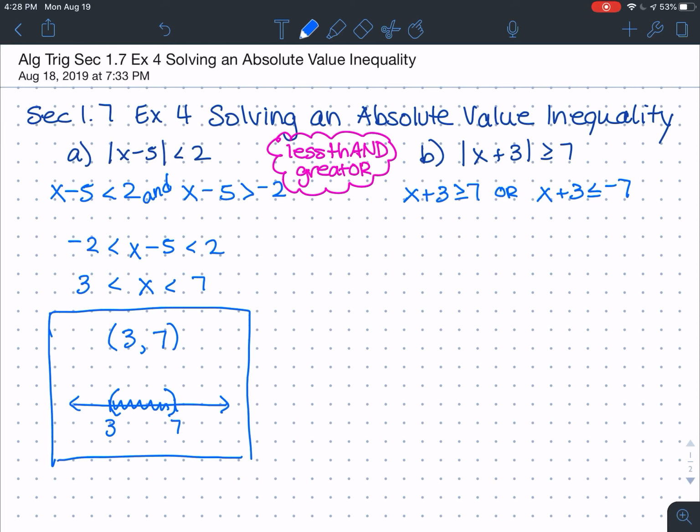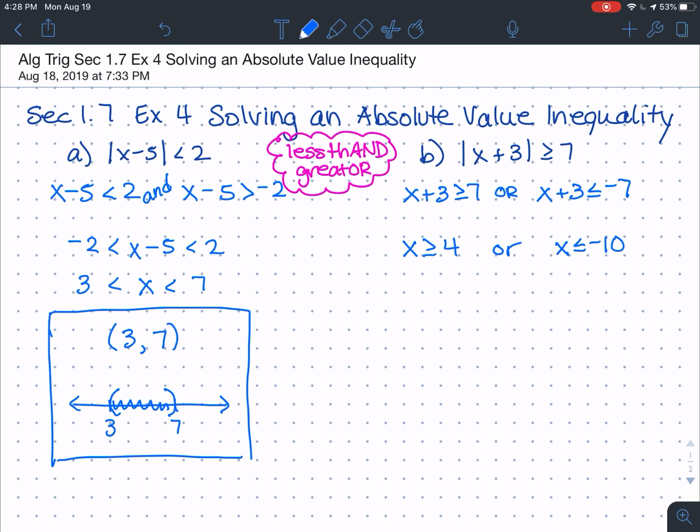For part B, this time it's an or, so I can't combine it together, but I am going to subtract 3 from both sides. We have x is greater than or equal to 4. And then same thing here, subtract 3 from both sides. x is less than or equal to negative 10. And it's an or problem.